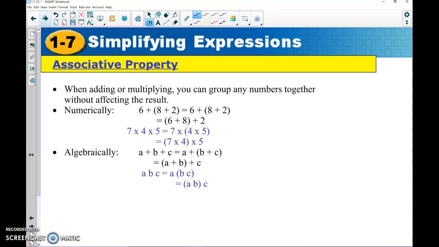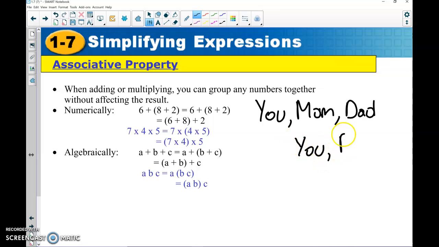The other property that we use is associative. And there we kind of see the word associate. So it's kind of changing who you associate with. I always give the example, let's say you and your mom and your dad are going to the movies. Okay, well, let's say you sit next to your mom. Well, does it matter if you sit in the middle and then your mom sits on the end? Nope, it's still the same outcome. It's still you, your mom, and your dad at the movies.